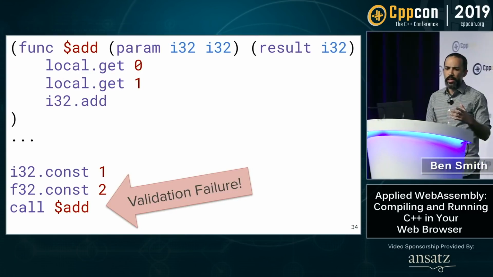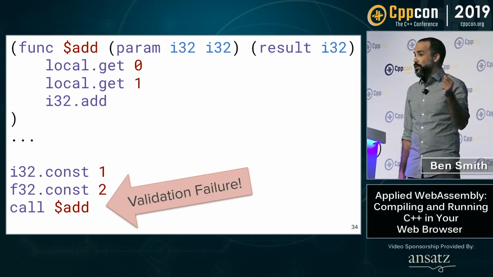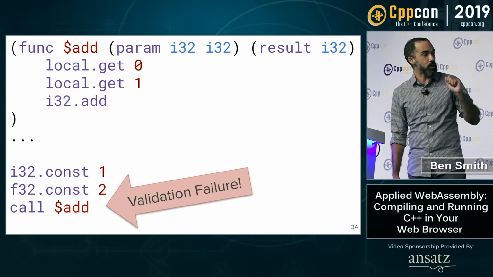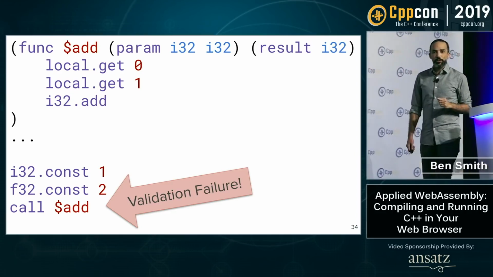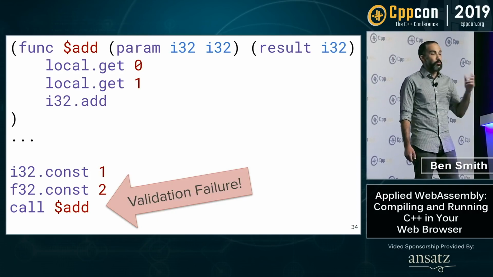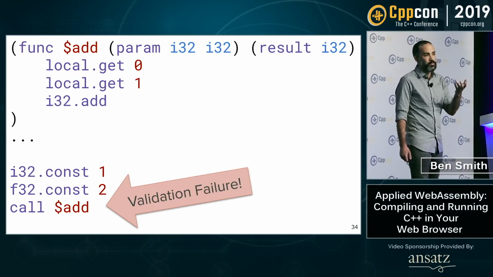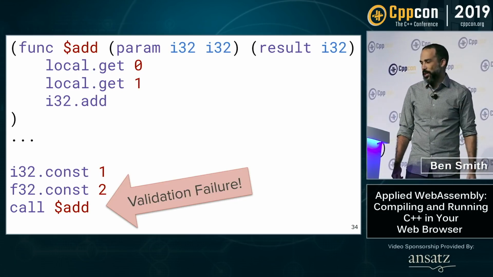So just an example of that, if we have our function like this, and then we try and call it with a float value, that's what that f32.const is there, then we actually get a validation error. And what that means is that when you actually try and run the code, it won't actually even run. You won't get to that point. It's basically like you had a compile failure. But it's actually running on the client side when that happens.